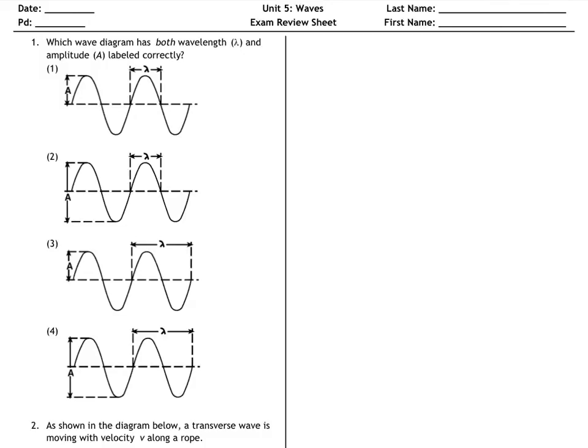Hey guys, in this lesson we're going to be getting ready for the Unit 5 exam on waves. Question number 1. Which wave diagram has both wavelength and amplitude labeled correctly? So the best answer for this one is going to be choice 3.